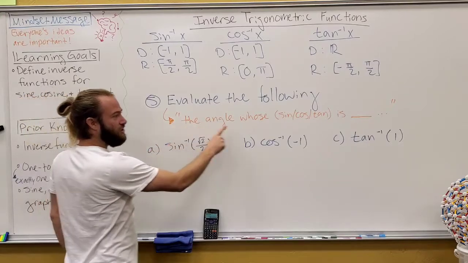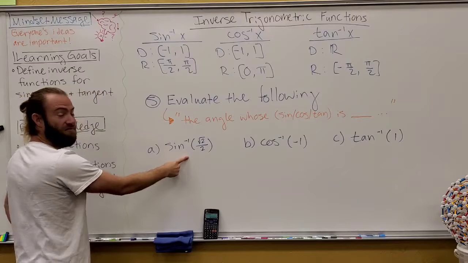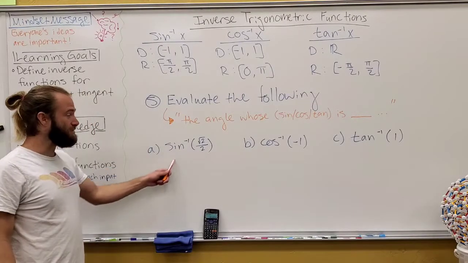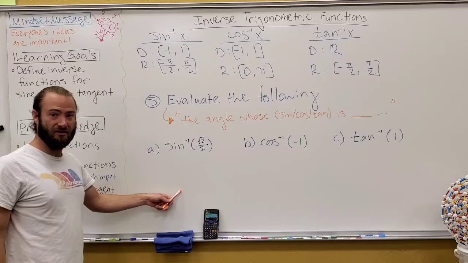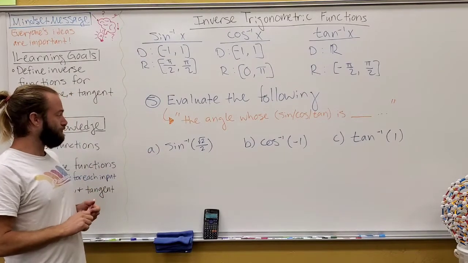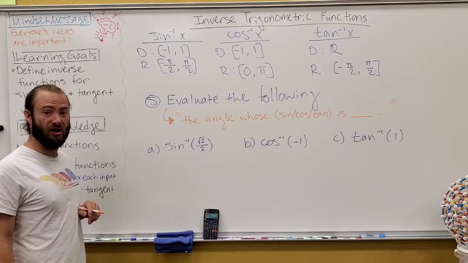Find the angle whose sine, cosine, or tangent is blank. So this is saying figure out the angle whose sine is root 2 over 2. So what comes out of this is an angle, right? Again, it's because we swapped the roles of the domain and range. So, the sine inverse of root 2 over 2, go ahead and do that for yourself real quick.